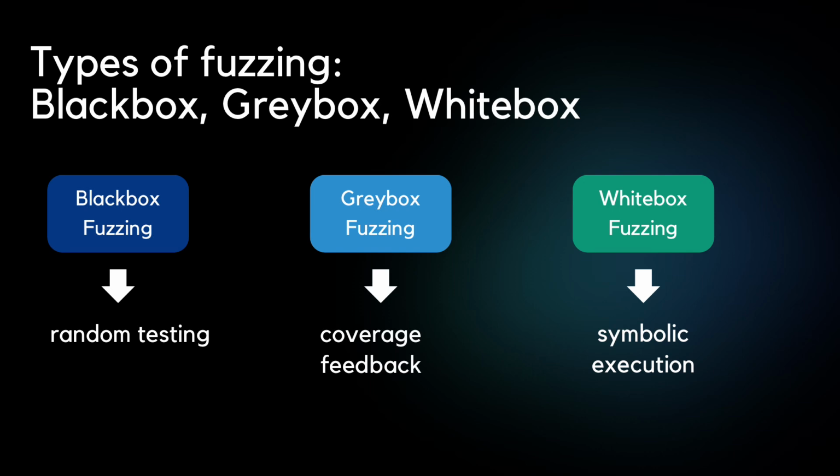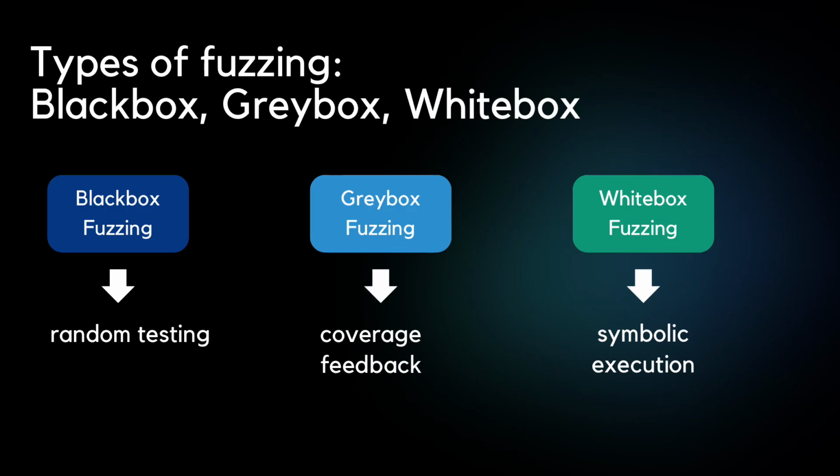At the opposite end is white box fuzzing. White box fuzzers use detailed program analysis techniques, such as symbolic execution, to reason about program paths and constraints. This allows them to generate very precise inputs, but these techniques are computationally expensive and often do not scale well to large programs.